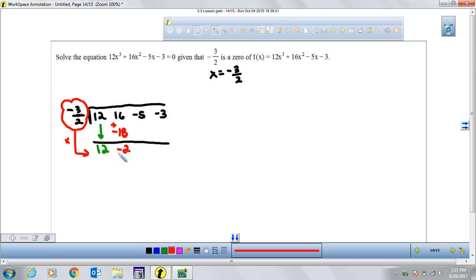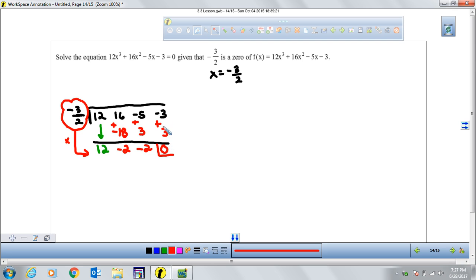Then you're going to do the multiplication again. Negative 2 times negative 3 is positive 6. 6 divided by 2 is going to give us a 3. Then we're going to add them. Negative 5 plus 3 is negative 2. Then we're going to multiply it again. Negative 2 times negative 3 is 6. Divided by 2 is going to give us a 3. And then negative 3 plus 3 is going to give us a 0.